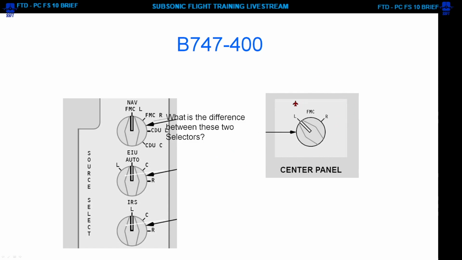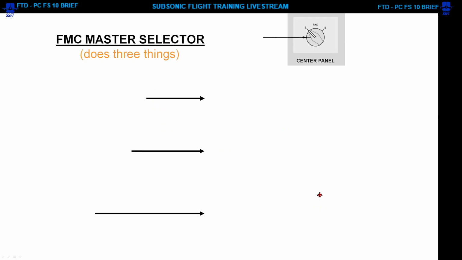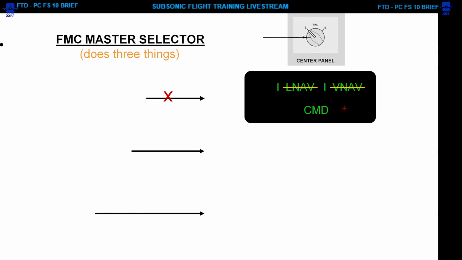So this is the master selector. This is the instrument source select switch for the FMC, which both pilots have one. FMC left, first officer, FMC right. The master selector for the FMC does three things, and we talked about that as well. It gives information to the FCCs, the flight control computers.